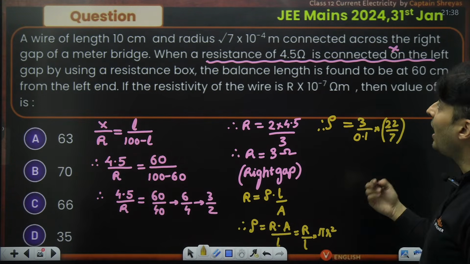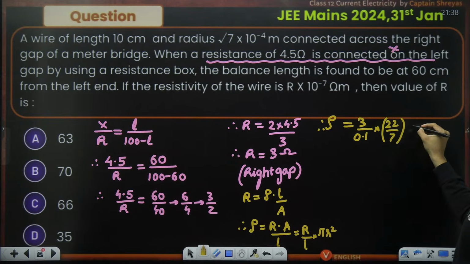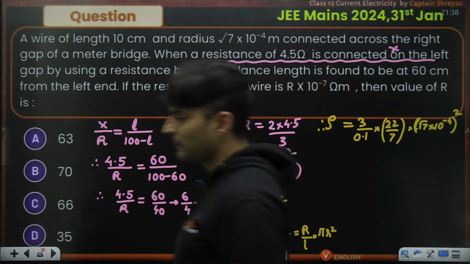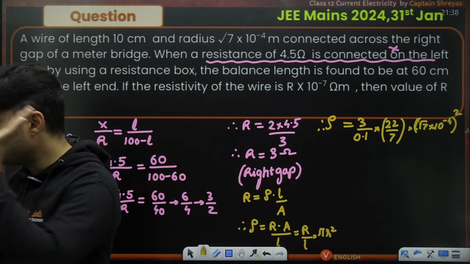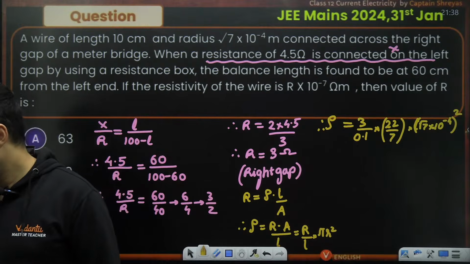This pi r square, the radius is root 7 into 10 to the power minus 4. So I have to square it. That is what it will look like. Clear guys? Everyone with me? Yeah? Pakka? Absolutely clear?